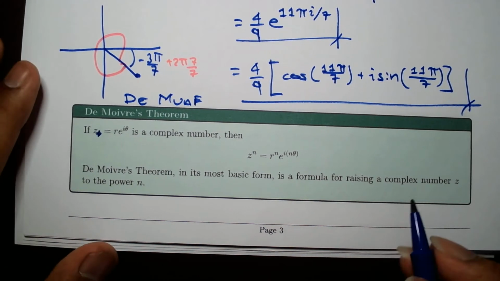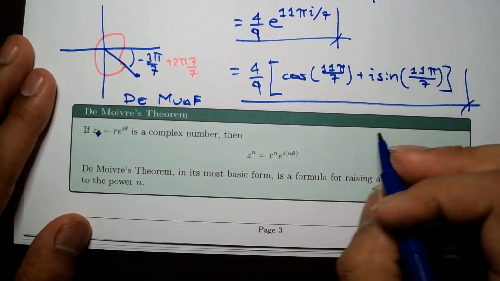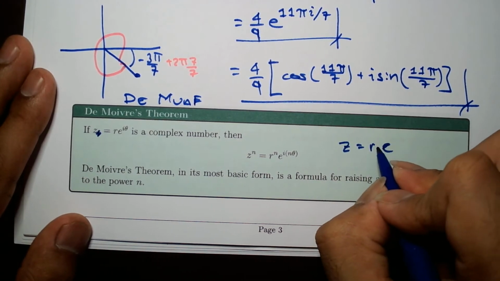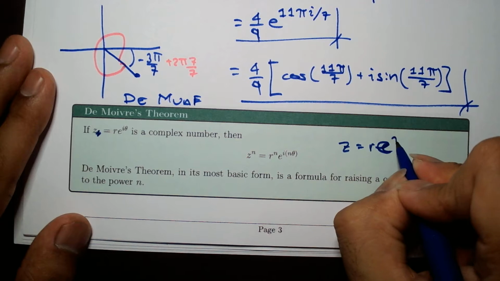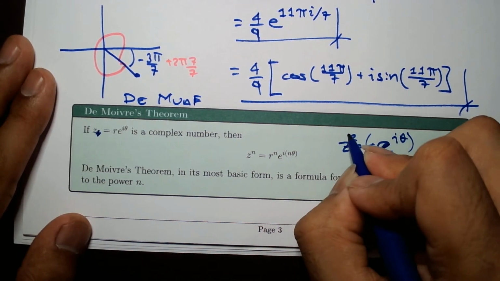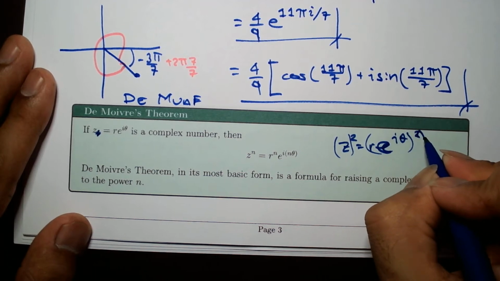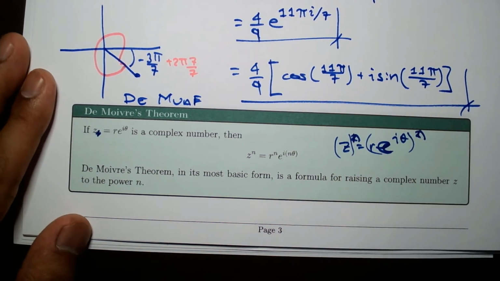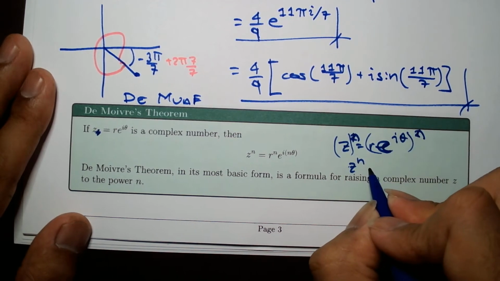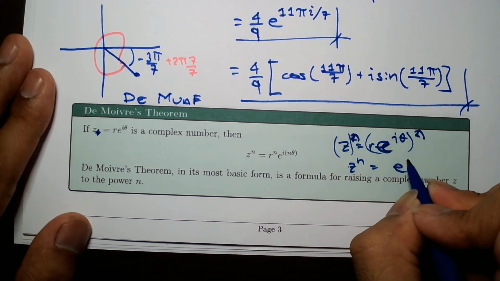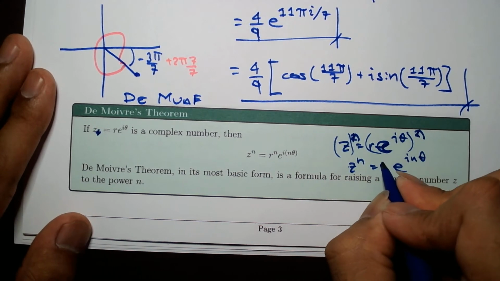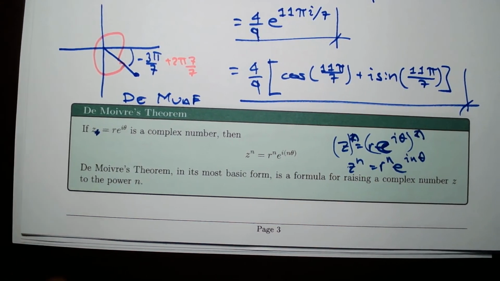I'll show you why. Ultimately, what we do from z equals r e to the i theta, all we do is raise both sides to the n power, not to the second power, and we're going to get z to the n equals r to the n, e to the i n theta, which is this formula right here.